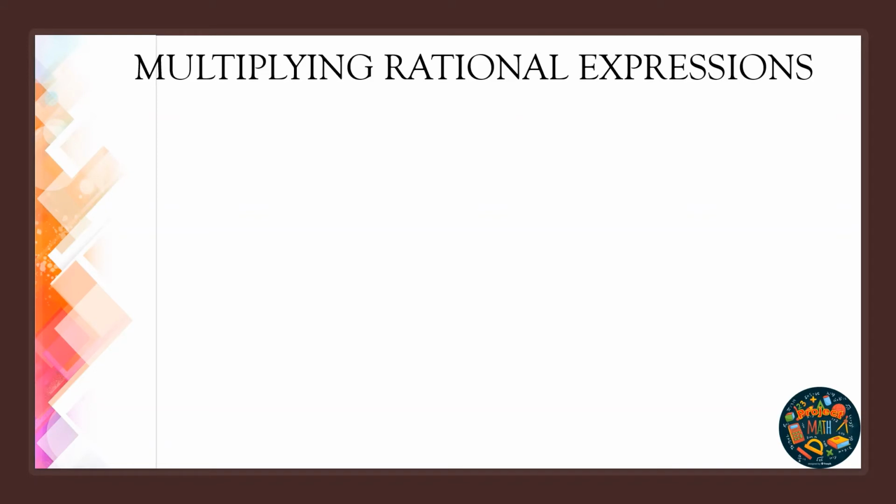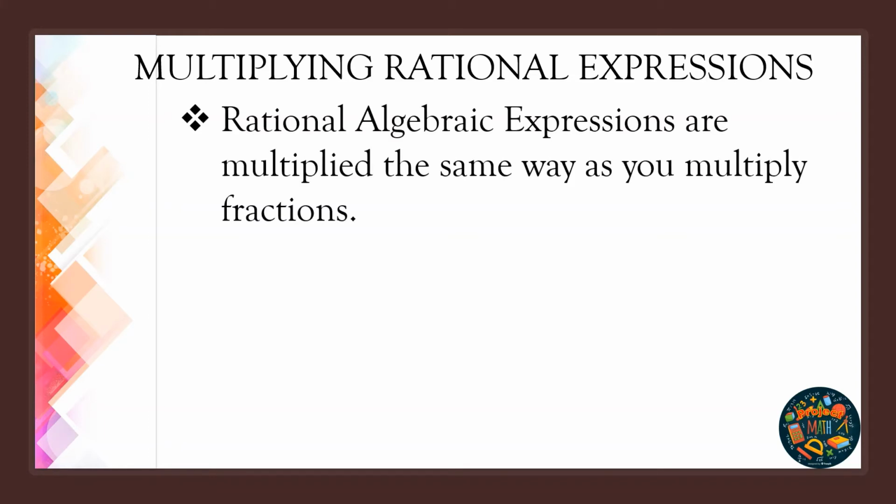Napaka-importante ng different factoring techniques sa multiplying rational algebraic expressions dahil yon ay magagamit natin to find the product in simplest form. So, rational algebraic expressions are multiplied the same way as you multiply fractions. Paano nga ba mag-multiply ng fractions? Example, 4 over 3 multiplied by 5 over 7. So, just simply multiply both numerators and both denominators. 4 times 5 is 20 and 3 times 7 is 21. So, if possible to reduce your answer to lowest terms, then we can simplify your answer. Since 20 over 21 is in simplest form, this is now your final answer.